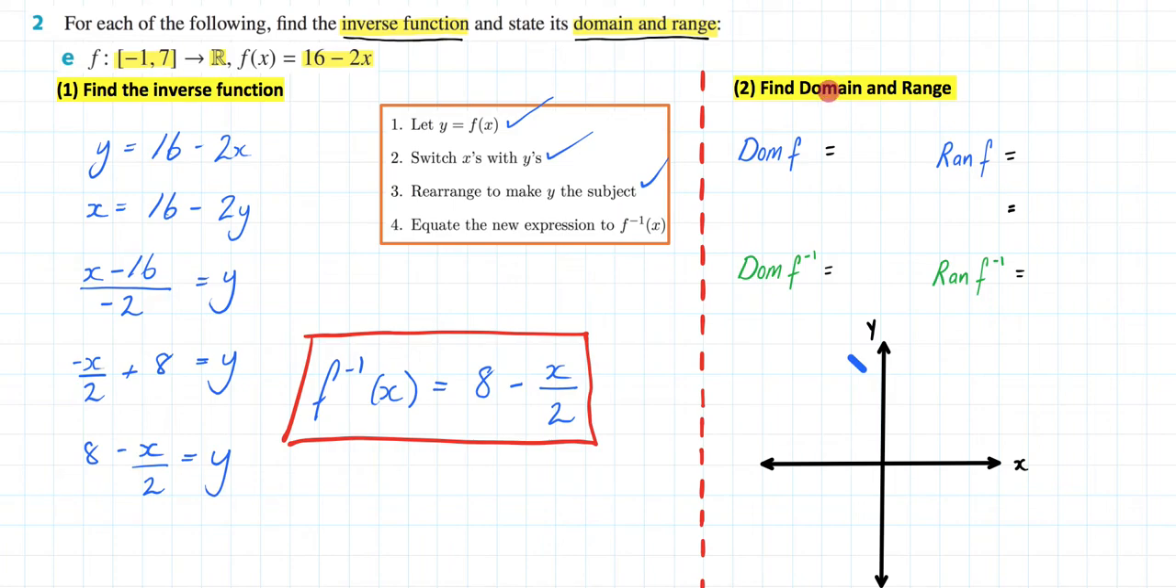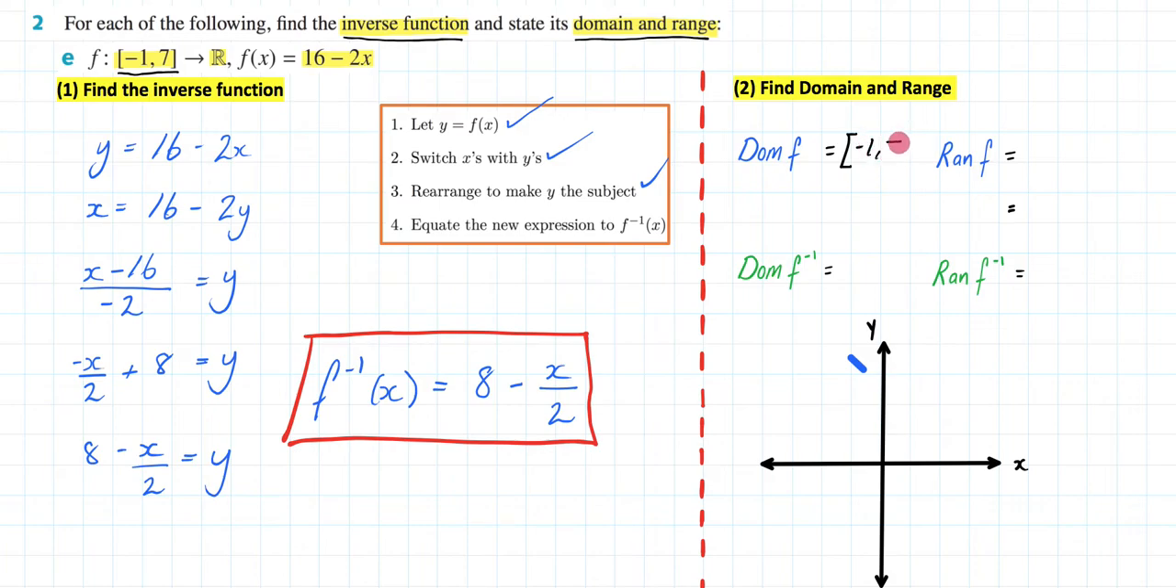I now need to find what my domain and range of this inverse function is. Now, the best way to go about this is by first finding my domain and range of the function itself. So what is the domain of f? And they've told us that is here. It is going to be negative 1 to 7. So I can write that in.